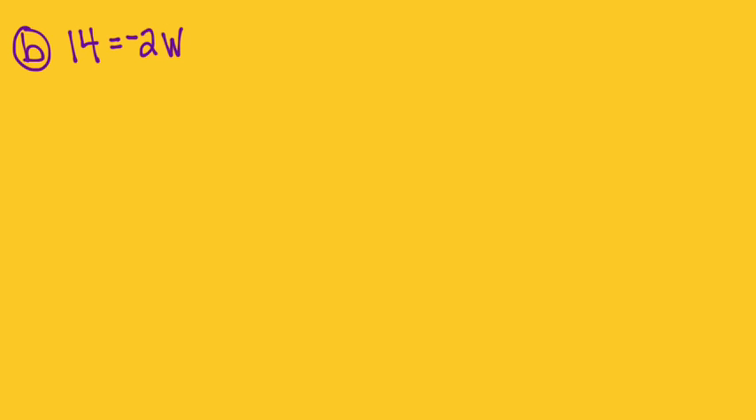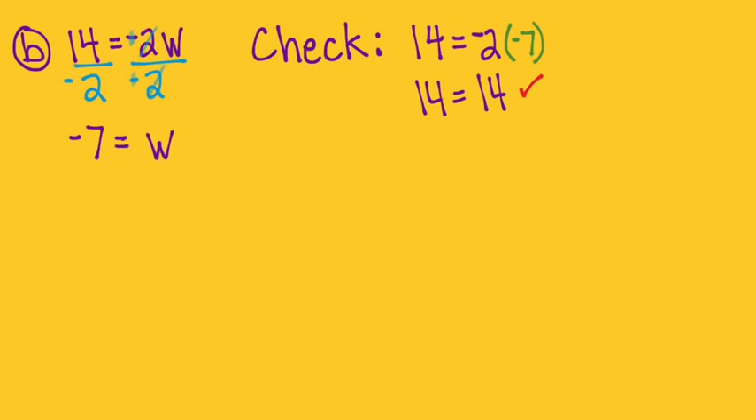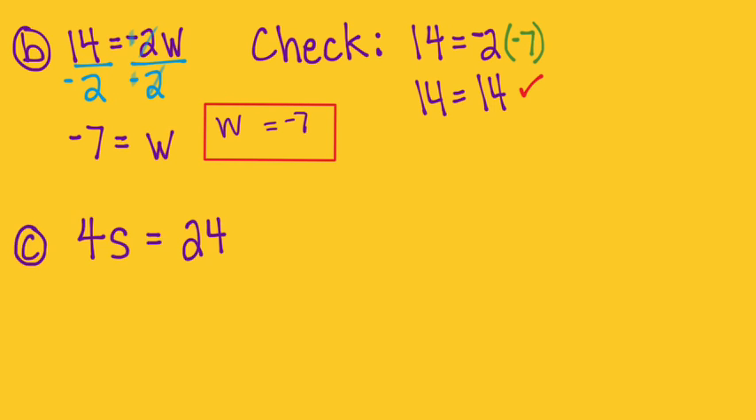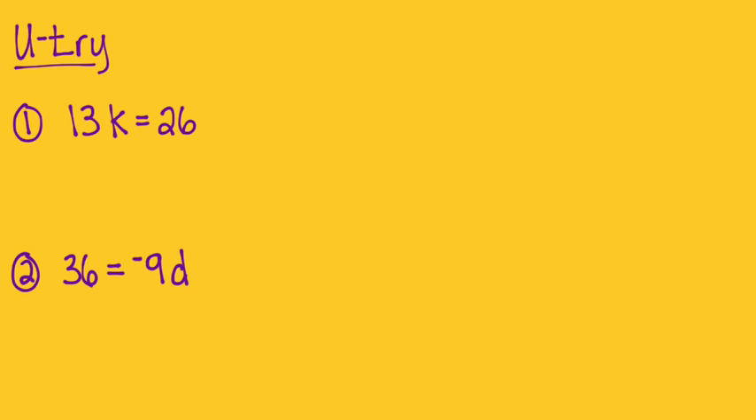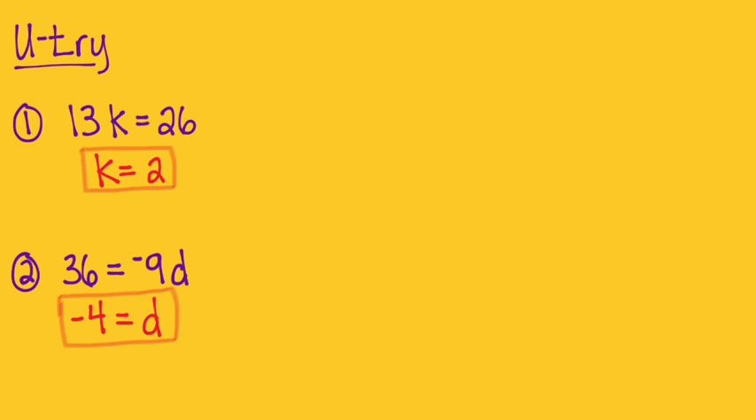On this one, I go ahead and divide off the -2, and I get w equals -7. I can check that. I know it's right, and I write it correctly, solving for the w. On this one, I'm going to divide off the 4, solving for s, getting s is 6. Go ahead and do this you try. Pause the video here, and then see how you did. Okay, you should have gotten k is 2, and d is -4.